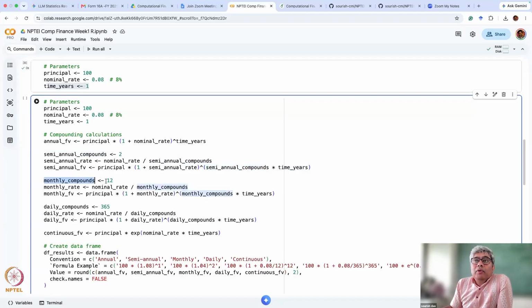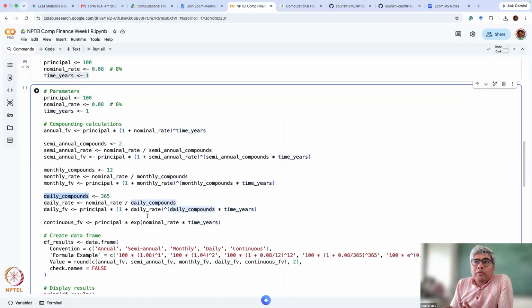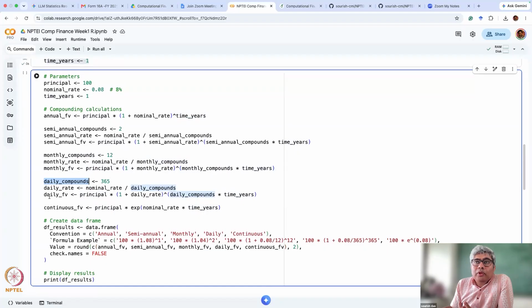Then monthly compounding will have 12 compounding periods. So the nominal rate, you have to divide by the monthly compounding. How many compounding periods you are doing, that will give you the monthly rate, right? And then principal times 1 plus monthly rate to the power of monthly compounding times time in years. Time in years is here 1. Similarly, for daily compounding, you can compute the daily future value.